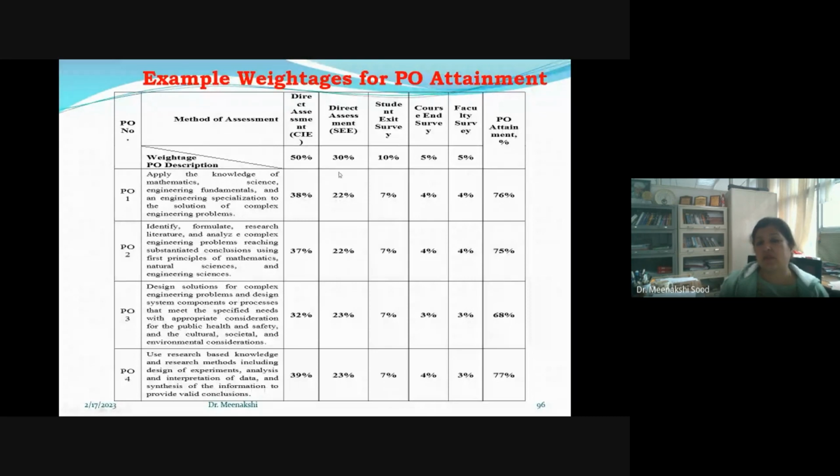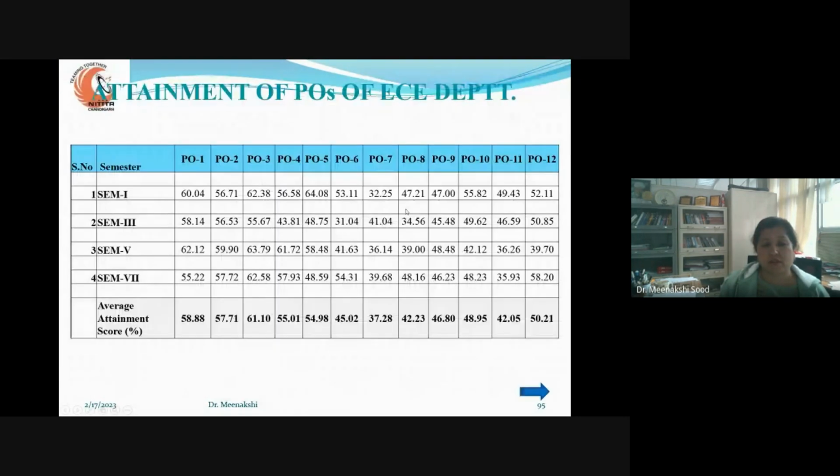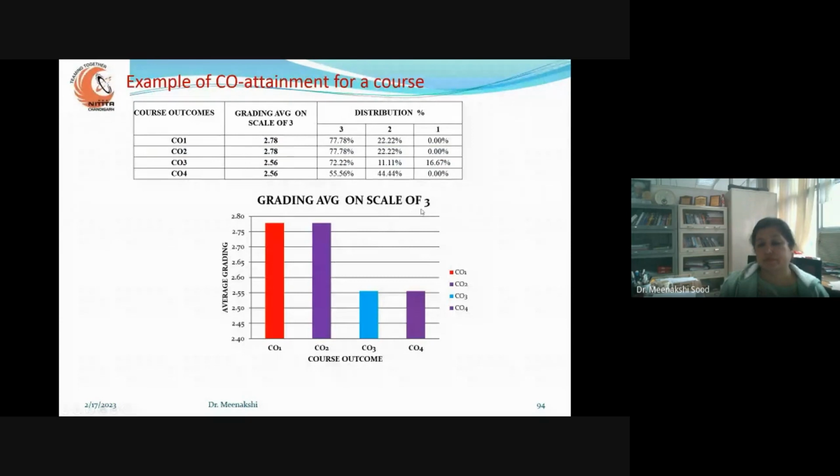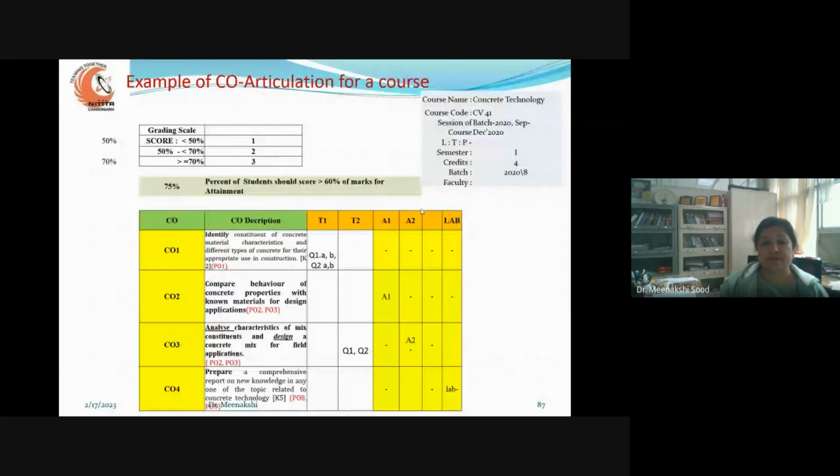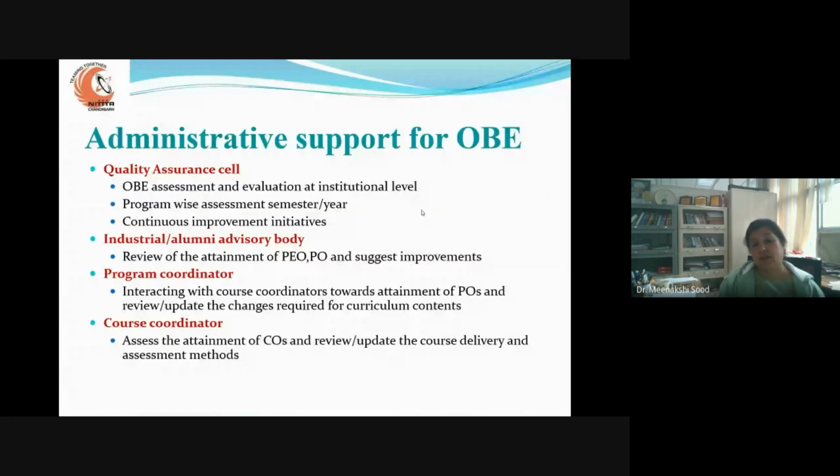So this is overall. Okay, weightage I will not talk about. So this is how you do the attainment, right? Now we have talked so much about OBE, that this should be done, but there should be proper administrative support for proper implementation of OBE.